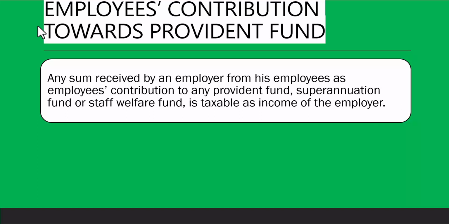For example, the employer and employee have to contribute some money. The employee has their own contribution, the employer will have their own contribution, and the money will be deposited in the provident fund. Suppose, for example, my salary is 1 lakh, and I contribute 10% and the employer contributes 10%. So that means 20,000 rupees has to be deposited in the provident fund account. Okay.